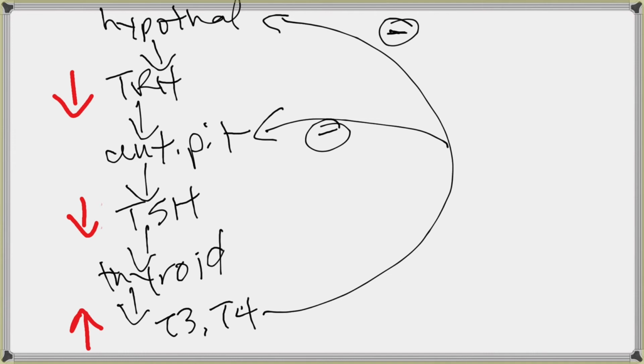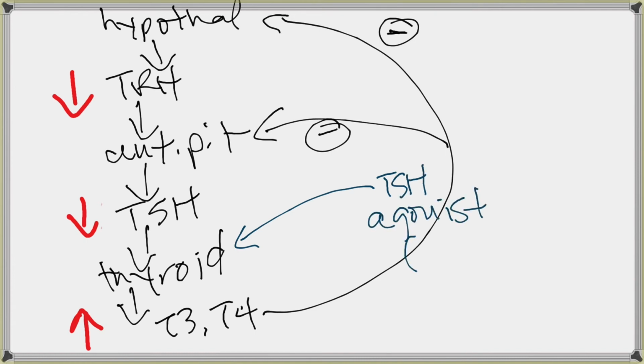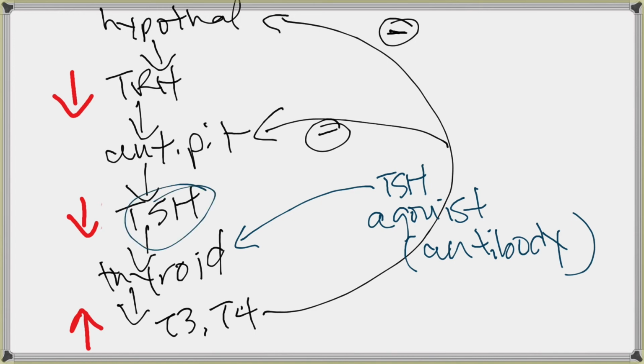Then they figure out that what's actually going on is you have a TSH mimic. It's called an agonist. It's pretending to be TSH. It's a TSH agonist, which means mimic. And it's really just an antibody. I don't know if you remember, antibodies are peptides, but TSH is a peptide too. And so what happens is this antibody that was made to fight off, who knows what, actually stimulates your thyroid and you continue to make T3 and T4.